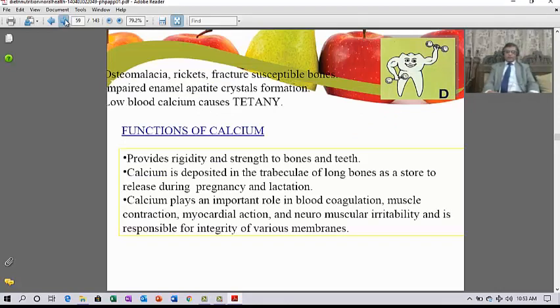The functions of calcium are: it provides rigidity and strength to bones and teeth. Calcium is deposited in the trabeculae of long bones as a store to release during pregnancy and lactation. Calcium plays an important role in blood coagulation, muscle contraction, myocardial action, and neuromuscular irritability, and is responsible for the integrity of various membranes. Very low blood calcium levels could cause tetany.